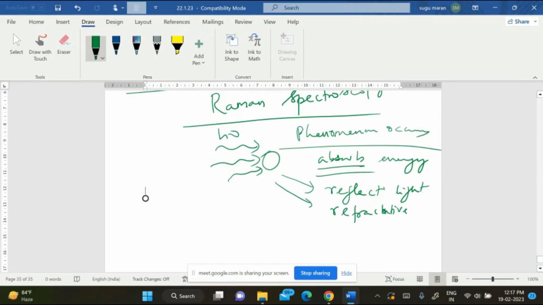But so far we have focused only on this particular concept, while other activities are also happening, which we neglected. They undergo refraction, and some of the light is also scattered. So when light is irradiated over the molecule, many different phenomena occur.